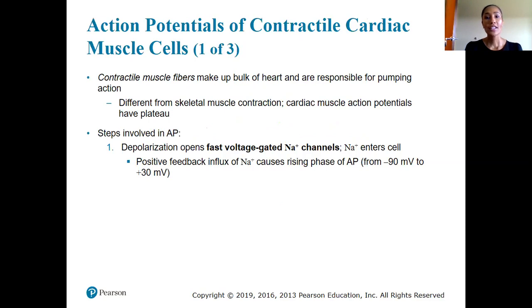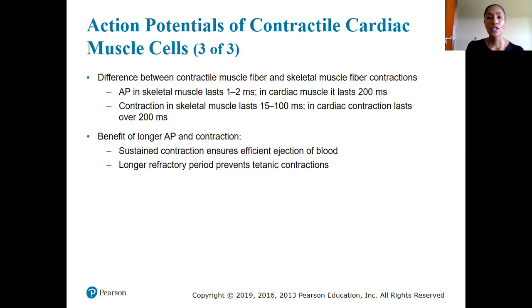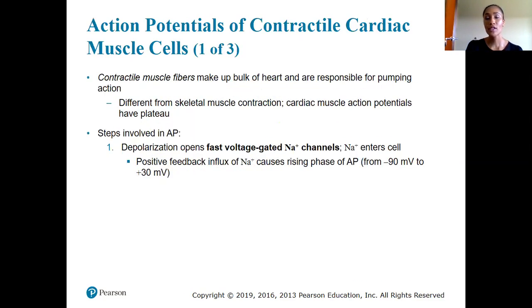Okay, so action potentials of contractile cardiac muscle cells. I'm not going to test you on this, but I did want to explain this to you because this is going to explain why skeletal muscle cells contract so quickly, whereas our cardiac muscle cells do not contract as quickly. So we have contractile muscle fibers that make up the bulk of the heart and are responsible for its pumping actions. And so when we're looking at the action potentials that are going to cause these contractile muscles in the cardiac muscle to contract, the steps are a little bit different.